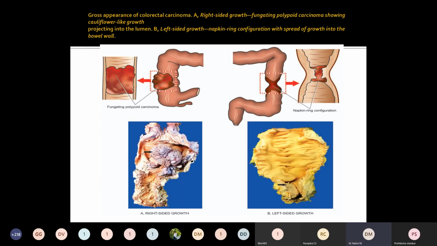So on the right side the contents are liquidy, so there is more space in the lumen to form a fungating polypoid growth. But by the time it comes to the left, there is no space for the invasive carcinoma, so it is more circumferential, what we describe as the napkin ring configuration.